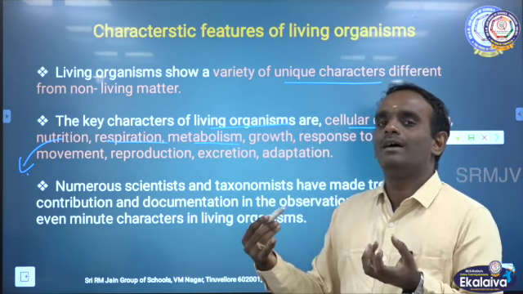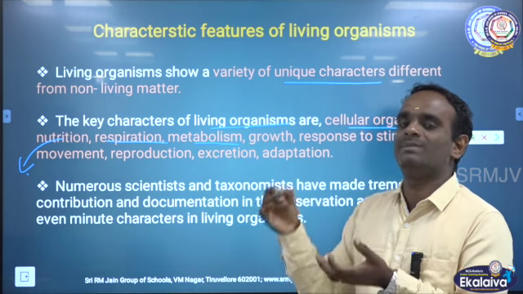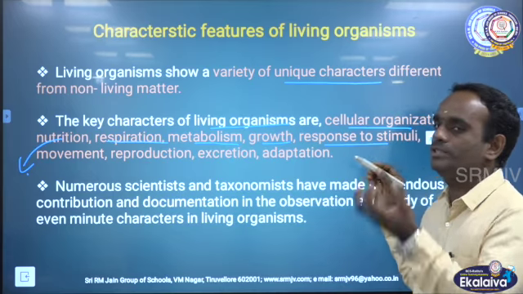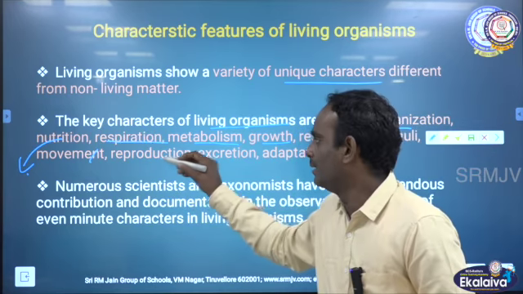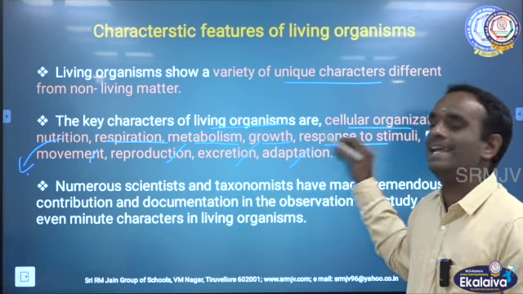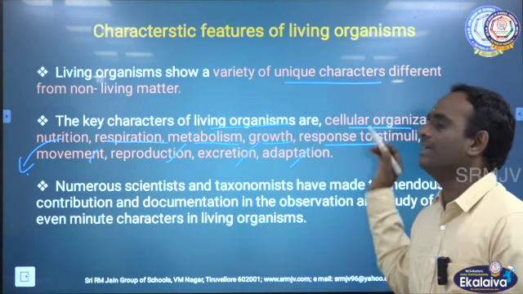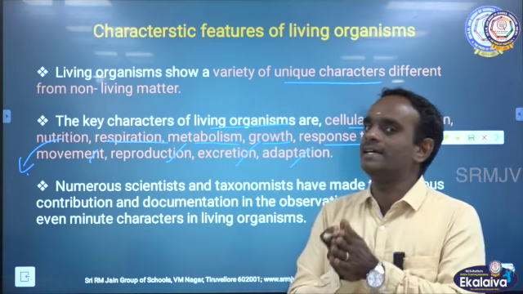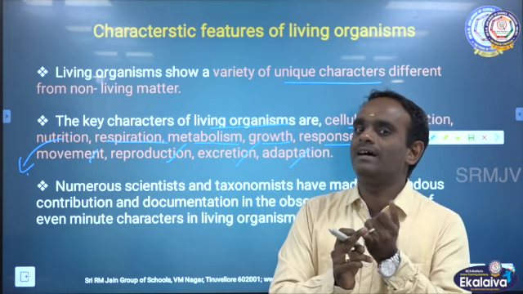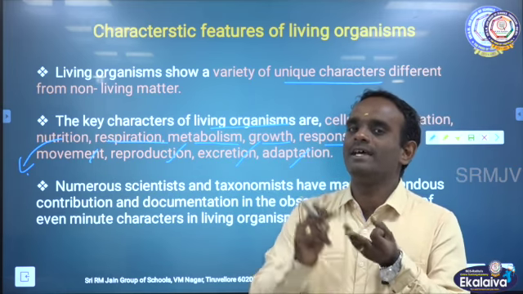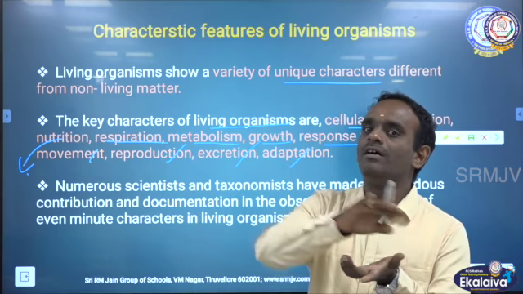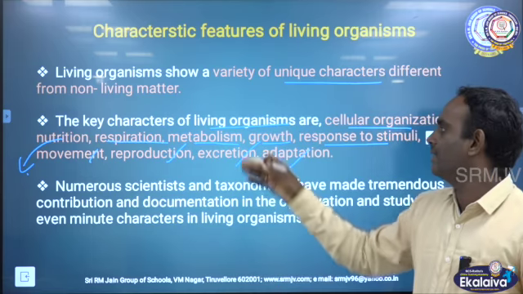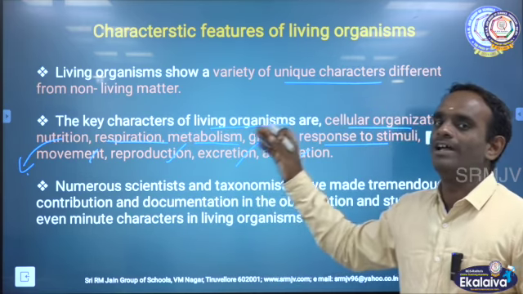Metabolism is nothing but activities, chemical reactions that take place inside the body. So, metabolism, growth, response to stimuli, movement, reproduction, excretion and adaptation. These are all the key characteristic features of living organisms. Living organisms, in the sense, include bacteria, then plants, then protozoans, then animals. All these come under living organisms. Okay, all are living organisms. So, these are the main key characteristic features of living organisms.